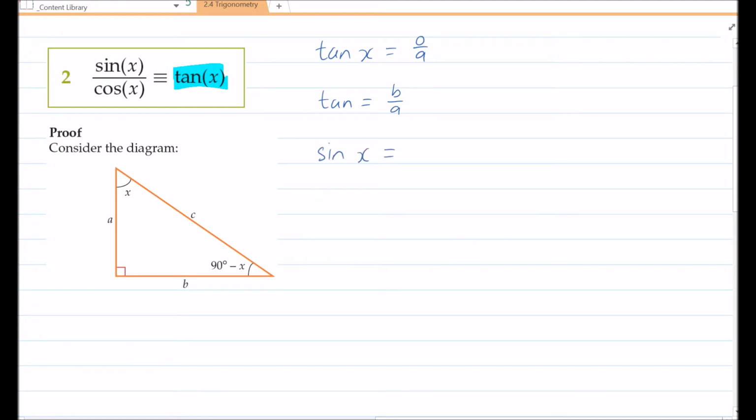Okay, let's look at sine x in this situation. So that's opposite over hypotenuse, so there'll be b over c. And let's look at cos of x, that would be adjacent over hypotenuse, so a over c.